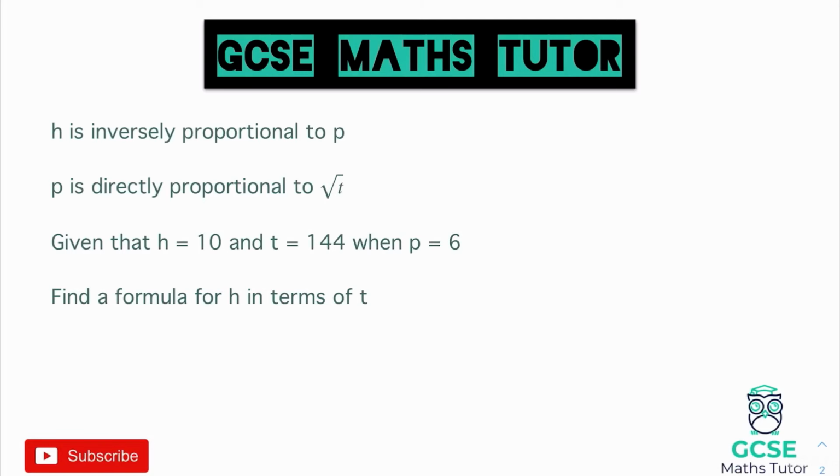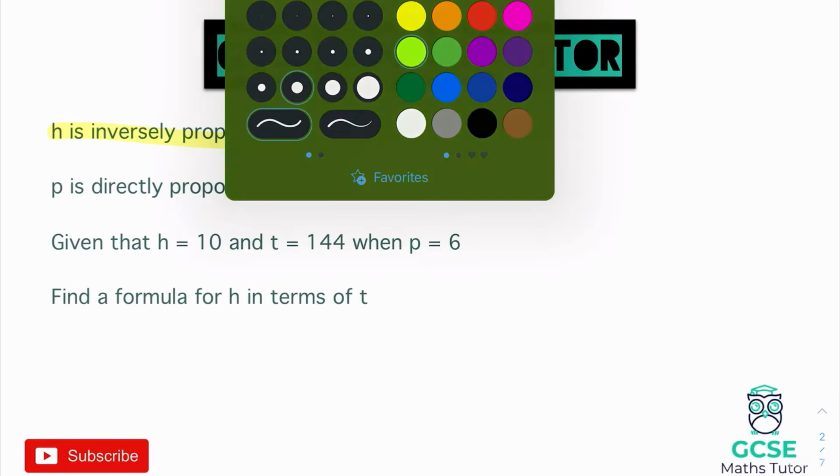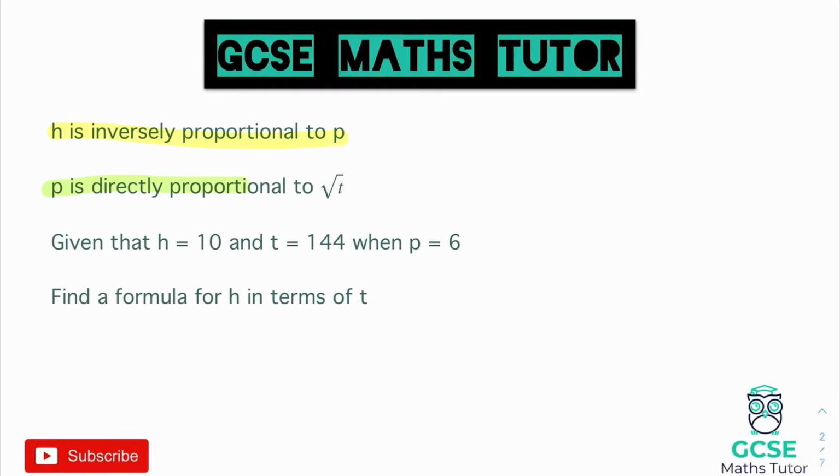So it says here h is inversely proportional to p in our first line. And then in our second line here it says p is then directly proportional to the square root of t. Now on the next line it says, given that h is 10 and t is 144, when p is 6, find a formula for h in terms of t. And we'll deal with that last line when we get there. Now if we see these words, inversely proportional to and directly proportional to, we'll have to deal with those separately and find the equation or the formula that we're going to write for those two.